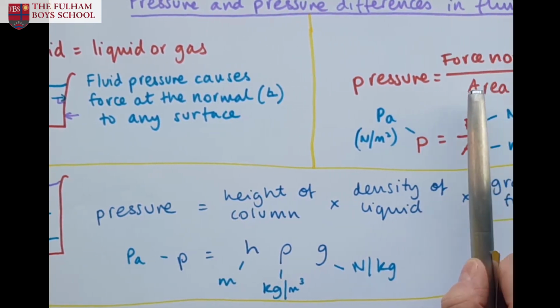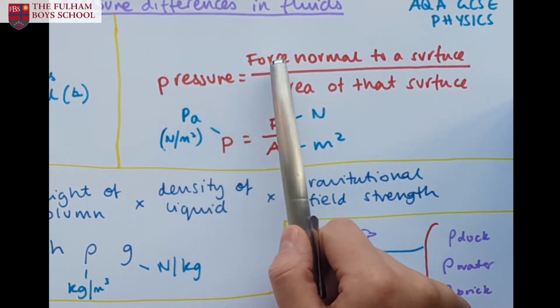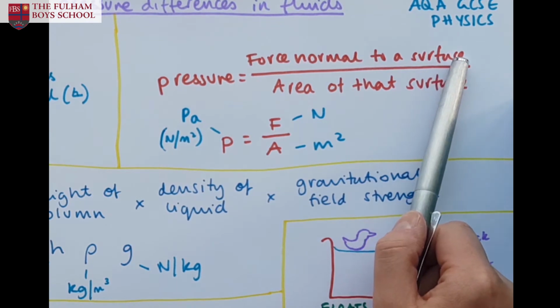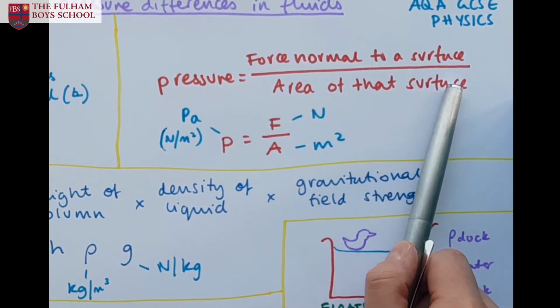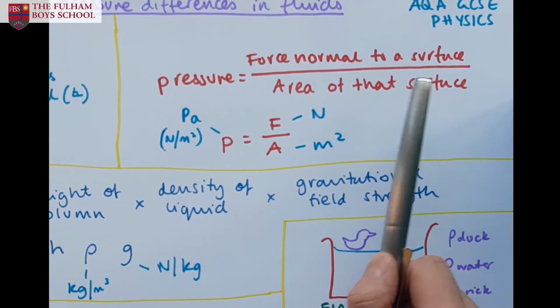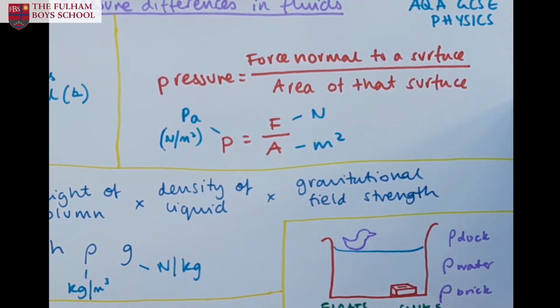We can calculate the value of this pressure, and the pressure is equal to the force at the normal of a surface divided by the area of that surface. Pressure is force divided by area. P is F over A. Pressure is measured in pascals, Pa, capital P, little a. Force is measured in newtons. Area is measured in meters squared. Pressure, you sometimes see it in newtons per meter squared, and if you forget pascals, newtons per meter squared is fine as a unit for pressure.